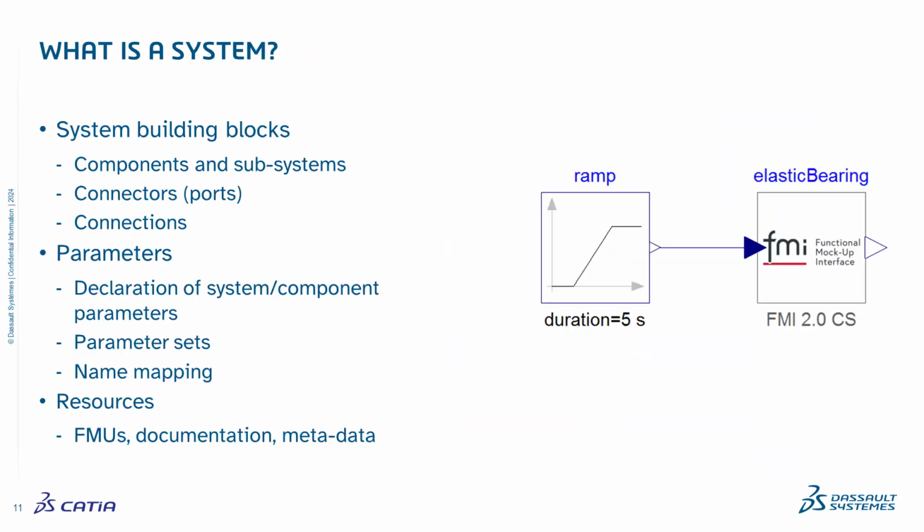So in SSP, what is a system? It has certain building blocks. There are components and nested subsystems. There are connectors, sometimes called ports, and connections between ports. Then on top of that, you apply parameters. So you can declare system parameters, component parameters, hierarchical parameter sets, and there is a mechanism for name mapping from the data to your model. And in addition to that, there are additional resources like the FMUs, the documentation, metadata, etc.